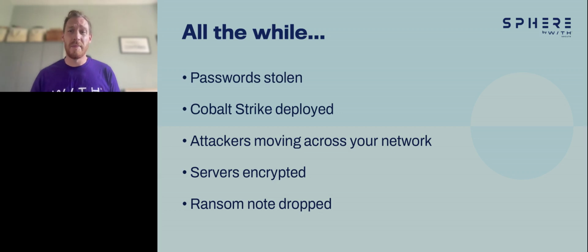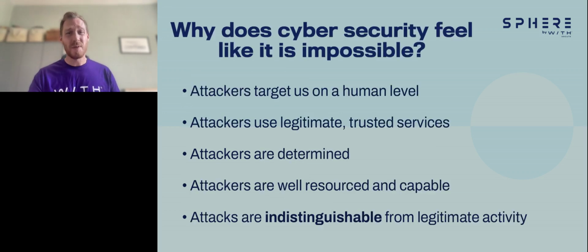So that's why cybersecurity can feel impossible, and that is what happened to an organization and an individual here, and that is the basis of this webinar. So why does it feel like it's impossible? Well, they target us on a human level, right? There is no infallible technological tool that can mitigate against attacks that are inherently human, right? Social engineering and undermining process.